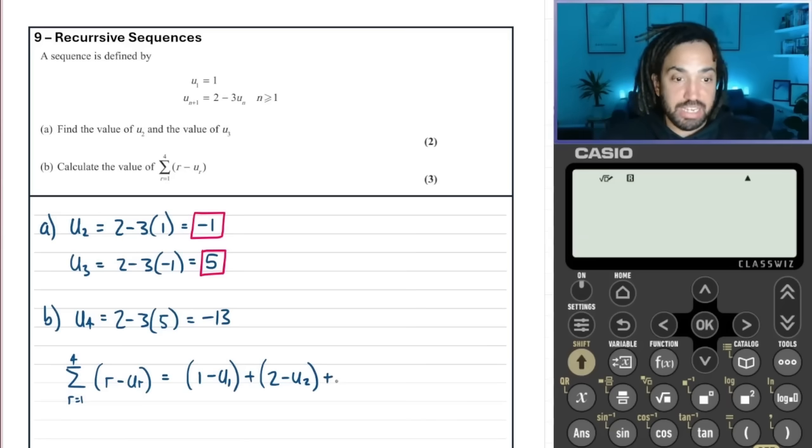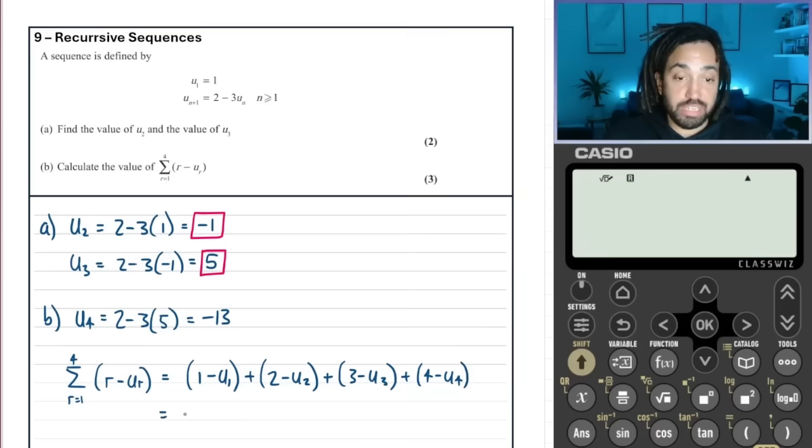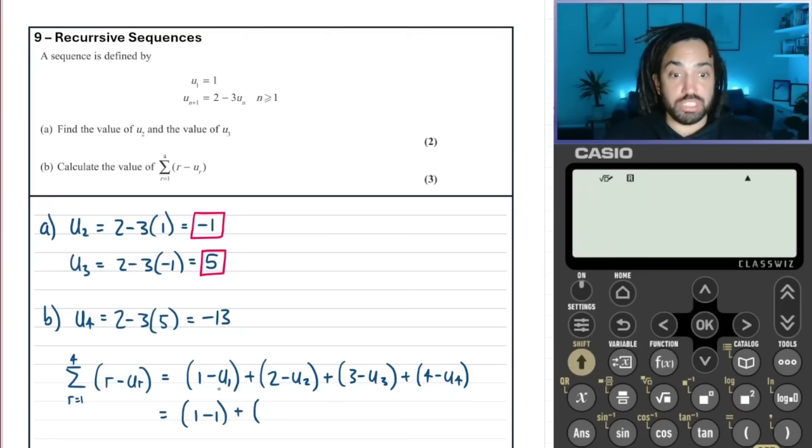And then when r is 3, it's going to be 3 minus u3. And then when r is 4, it's going to be 4 minus u4. So we could just substitute in, probably the easiest way of doing it. You could perhaps split up the summation if you wanted to, but I think this way, because it's only 4, this is nice and simple.